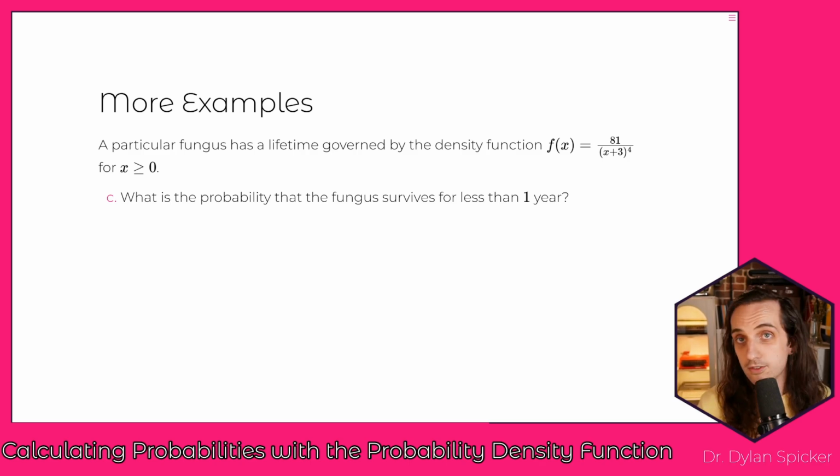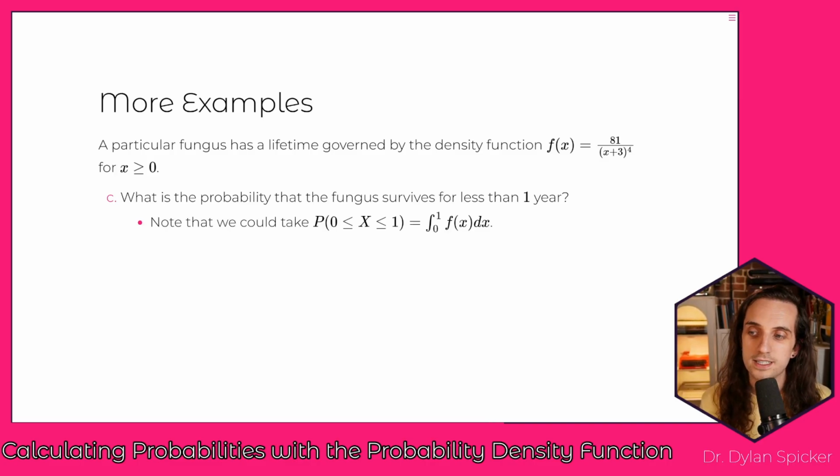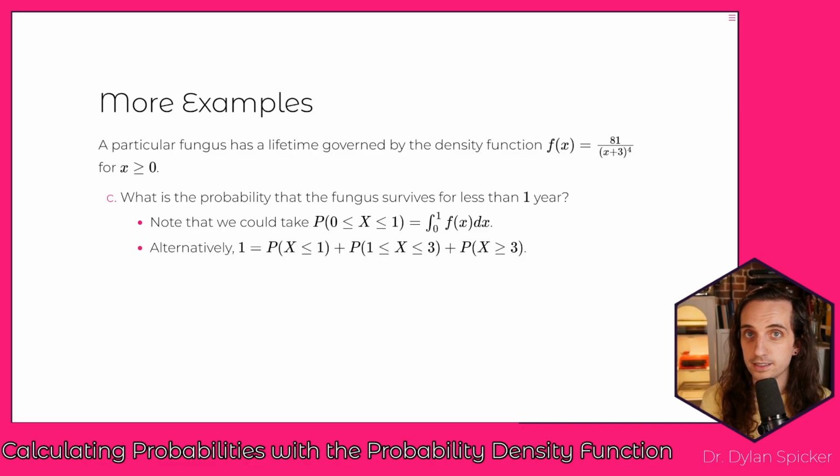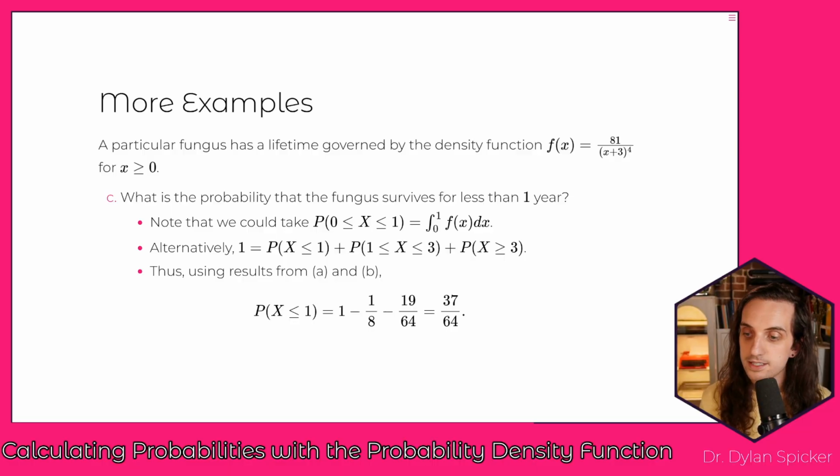Even though we're integrating PDFs for the probabilities here, they still behave exactly like any other probability, so all of our probability rules still have to apply. We could take that integral, or we could recognize that these 3 probabilities added together have to give us 1. As a result, if we take 1 minus 1/8 from part A minus 19 over 64 from part B, that's going to give us 37 over 64, which is our answer here. So again, whether you solve that integral or you solve it through your probability rules, you're going to end up with the same answer.